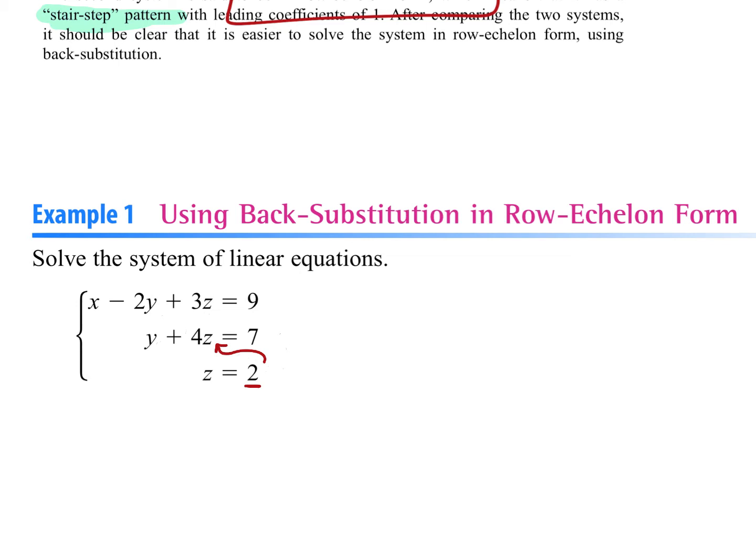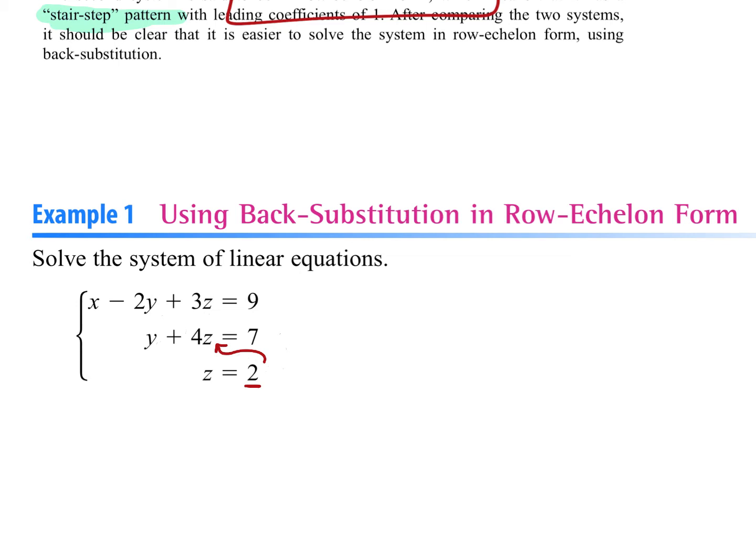So if we look at example 1, we have x minus 2y plus 3z is equal to 9, y plus 4z is equal to 7, and z is equal to 2. You see here that I underlined this 2 and I put an arrow to where that z is being multiplied by the 4 in the equation y plus 4z is equal to 7. The reason why I plug it into that equation is because that's an equation that only has two of these variables, not all three. So it's easiest to solve for the y in that equation because you just have a y and a z within the equation.